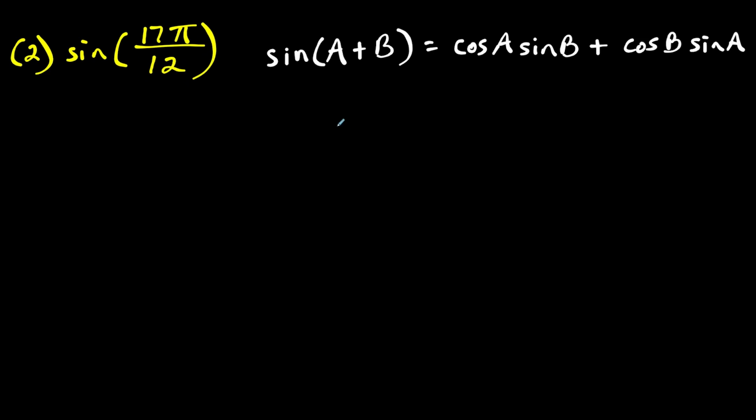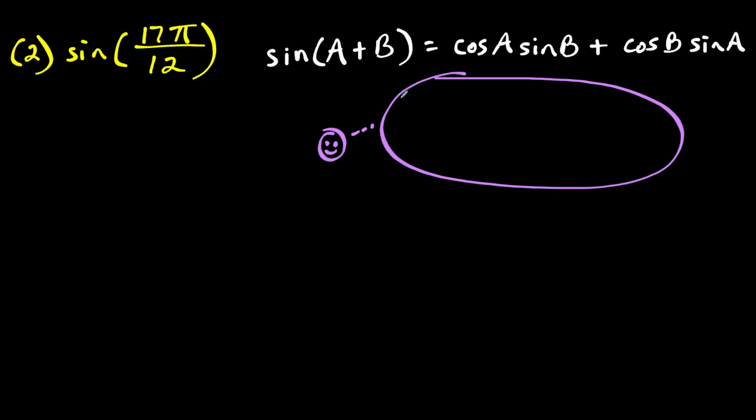Now, the thought process for this example: the first thing that jumps out at me when I look at this expression, sine of 17 pi over 12, is I think of the angle 17 pi over 12, which is in radians, and I think, well, 17 pi over 12 is less than 24 pi over 12, which is equal to 2 pi, which is equal to 360 degrees. So I know this is going to be a big angle, but it's going to be less than 360 degrees.